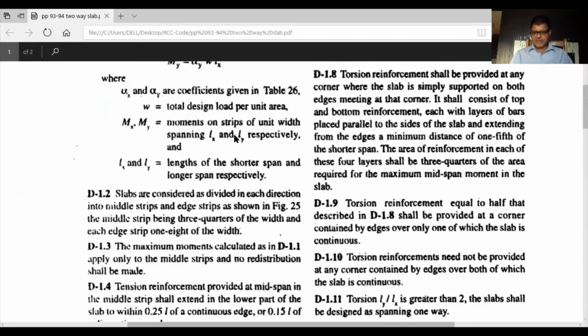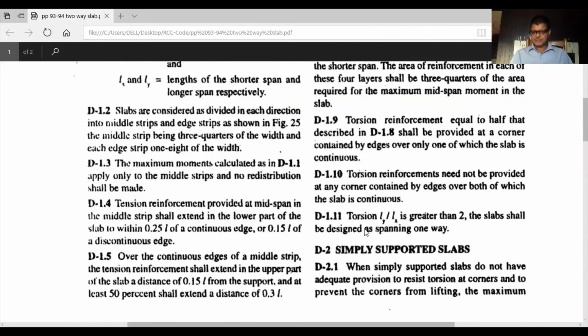Now the next clause, what it says is that torsion reinforcement need not be provided at any corner contained by edges over both of which the slab is continuous. If both edges are continuous, you don't need to provide this torsion reinforcement. And if Ly by Lx is greater than 2, the slab is called a one-way slab.